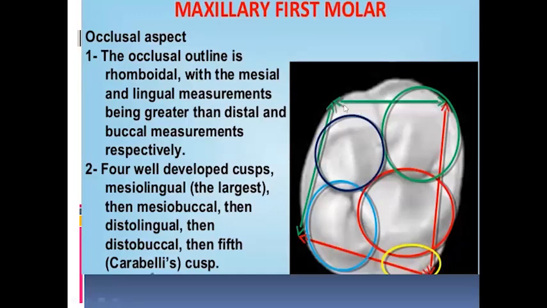Occlusal outline is the rhomboidal shape. This is a rhomboidal shape. Buccolingual measurements are greater than mesiodistal measurements.